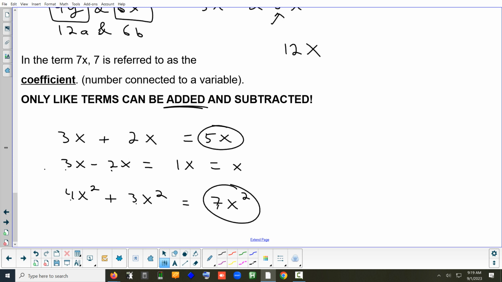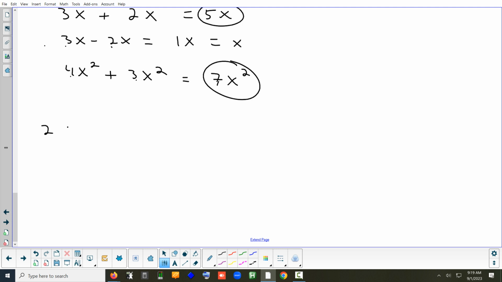Okay, let's try one a little bit different. Let's try something like 2x plus 3 times x plus 4. What property is going to be in this one that we talked about yesterday? Distributive.